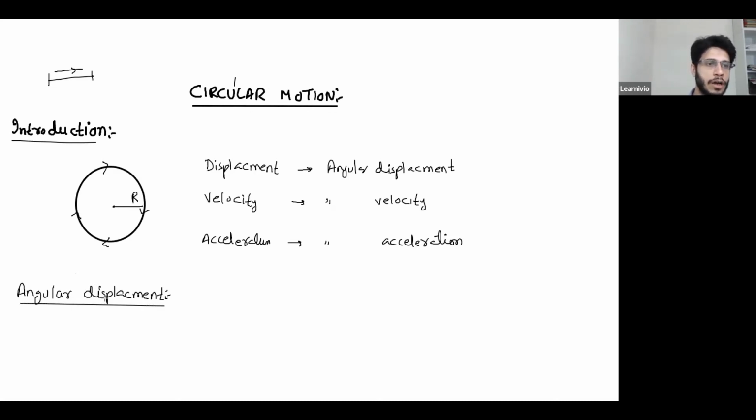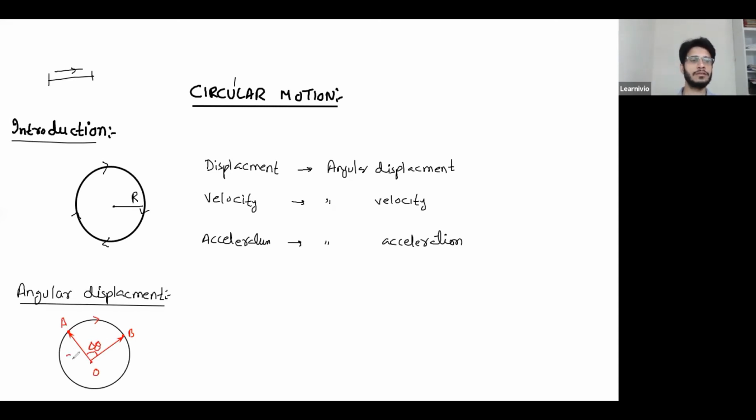Let's say you have a body. This body is moving on a circular track. Let's say it's traveled from point A to point B. This is the center of the track, and this is the radius of the track. This angle is theta, or let's say delta theta.